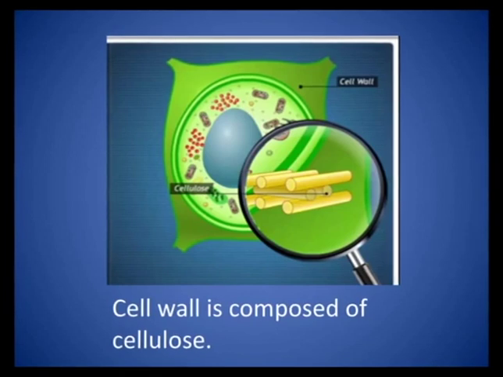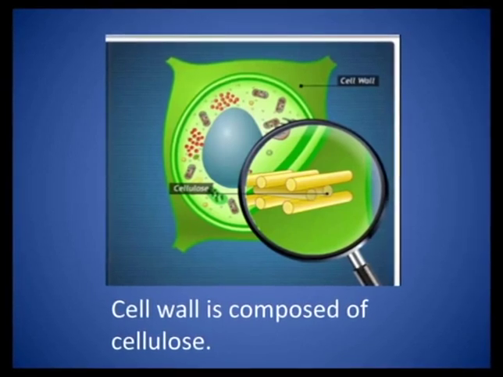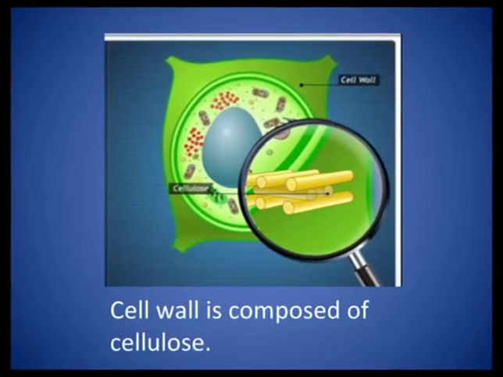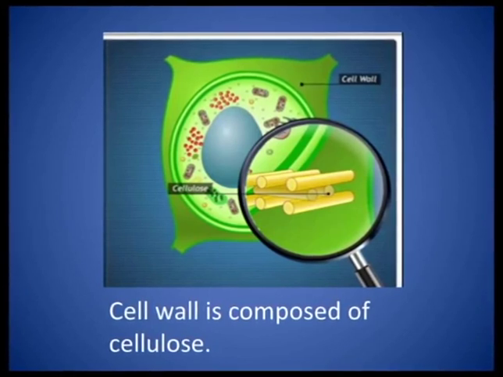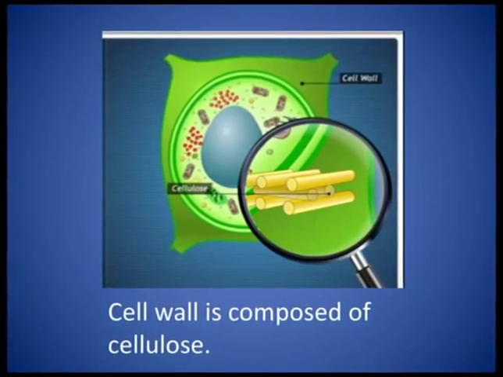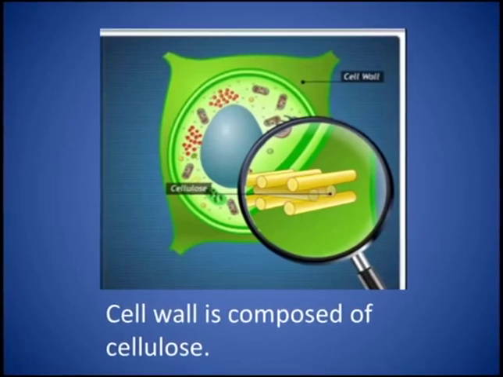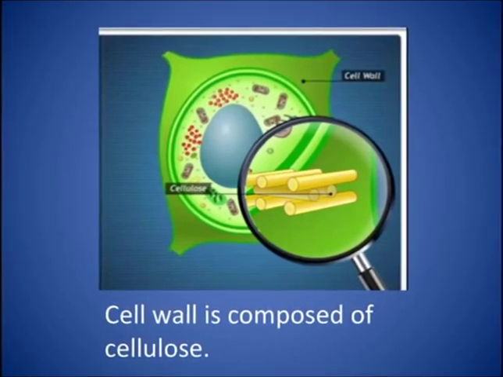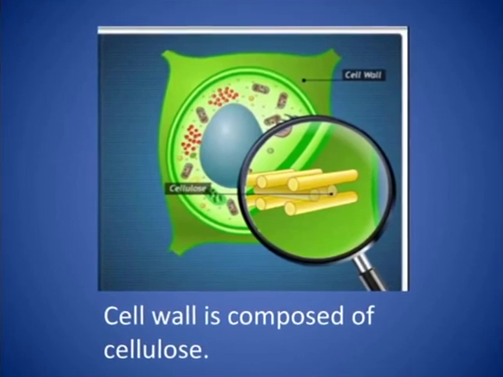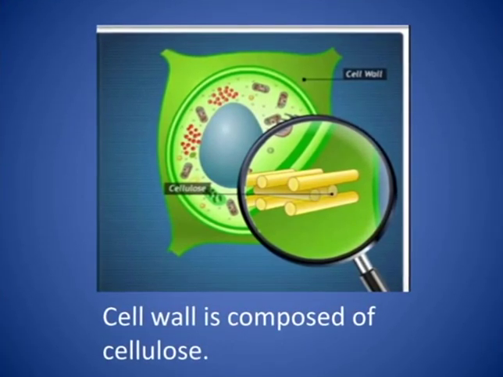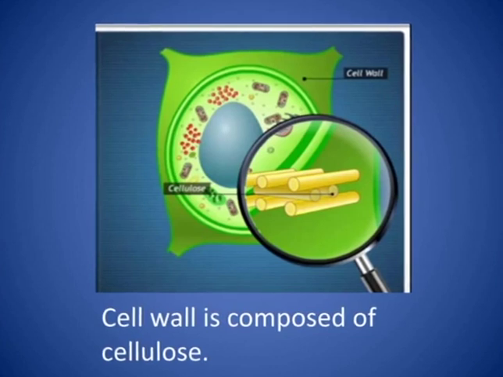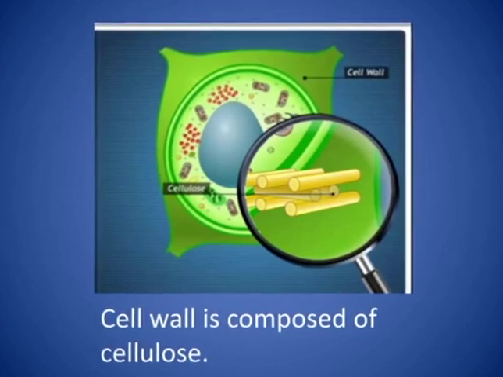Now, what material is the cell wall made up of? The cell wall is composed of cellulose, a complex carbohydrate, and it is permeable. The word permeable means it allows materials to enter inside the cell and exit outside of the cell.